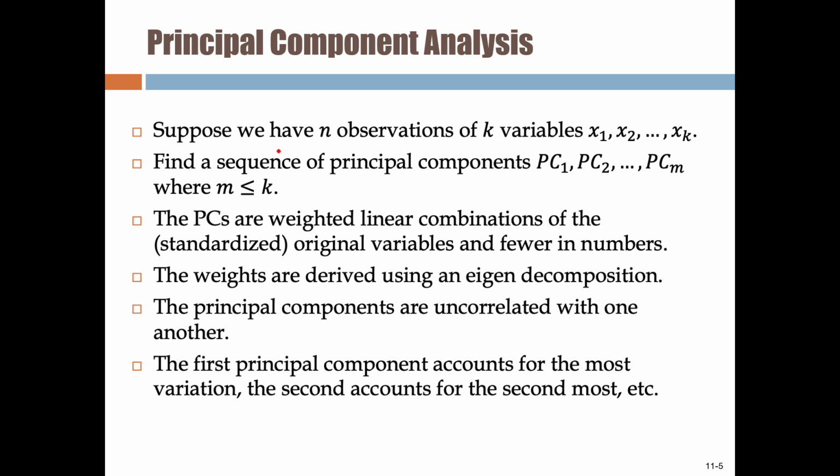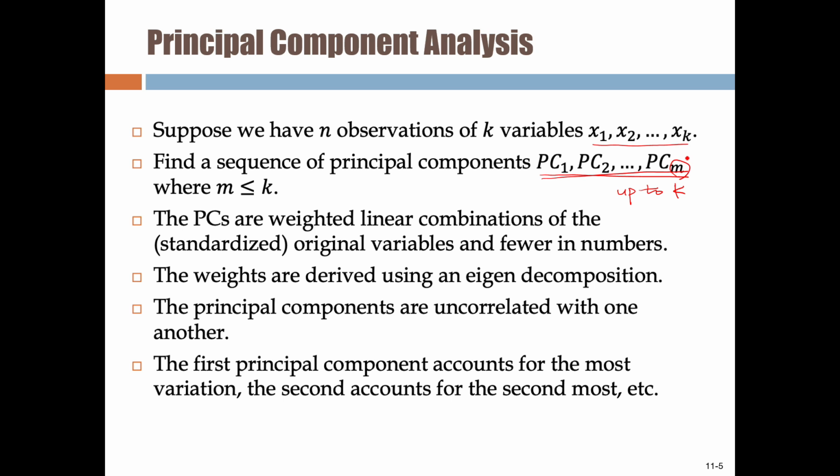Let's say we have n observations and k variables, so we have k independent variables. We find a sequence of principal components. Actually we can make m of them, but the maximum you can create is k. If you create more than k principal components, then one of them will be a perfect linear combination of the other principal components. So that's why we cannot create more than k.